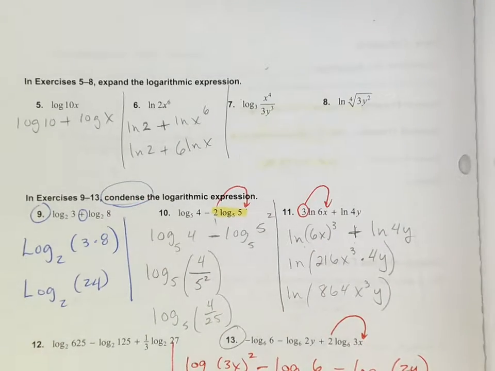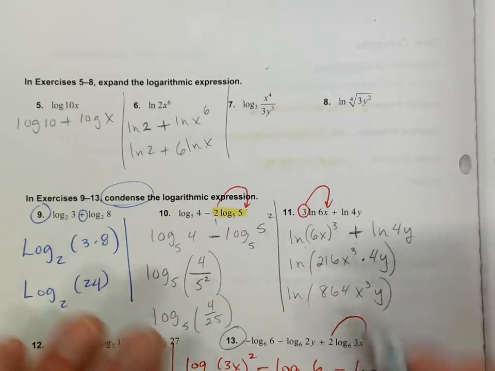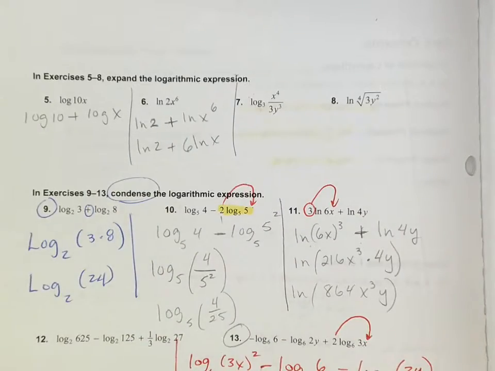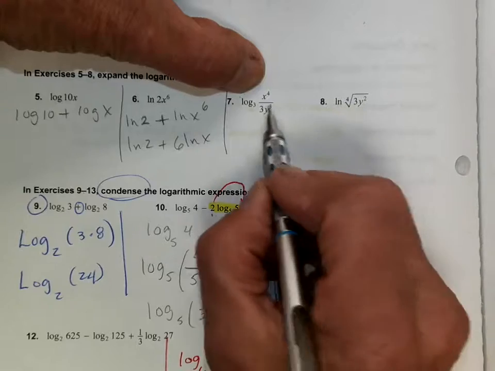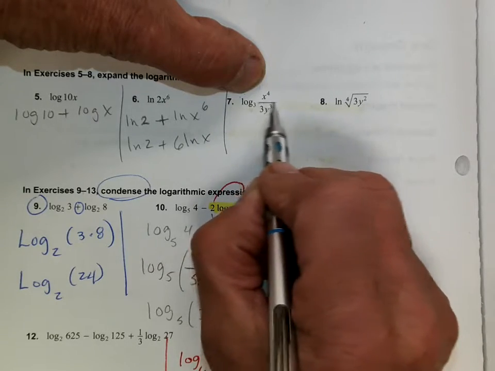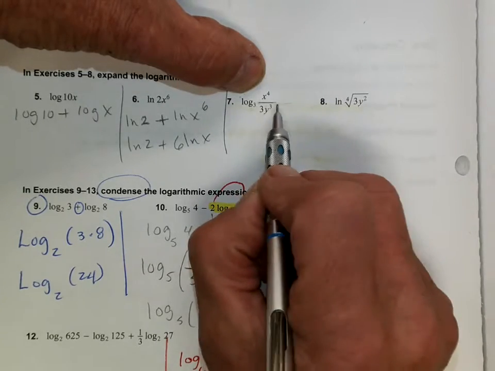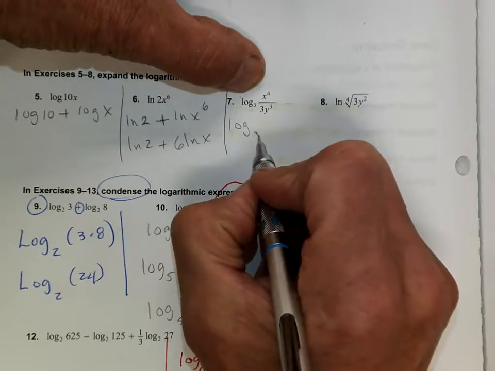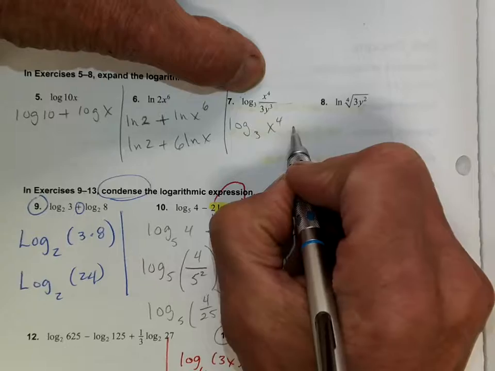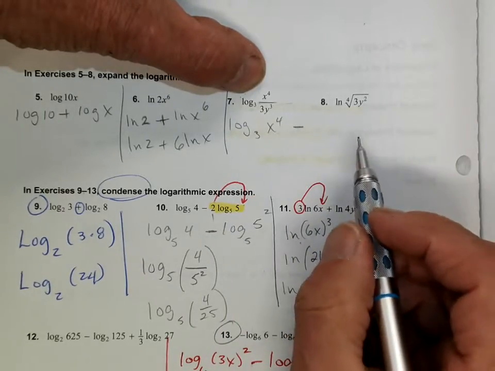This will help you once you get to calculus, if you ever get there. Now let's do 7 and 8, and then I'll move on to something different. Well, it's not really different. It's the same stuff. All right. So I see a division, which means I'm going to have a subtract. You guys see the division? So I'm going to go log base 3 of x to the 4th minus. You guys okay with the minus?